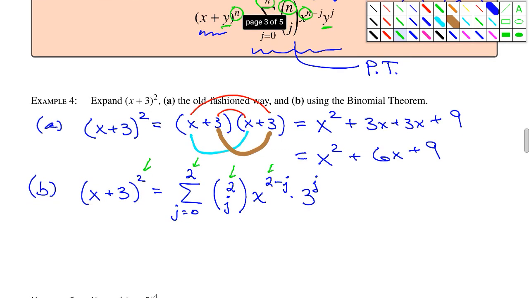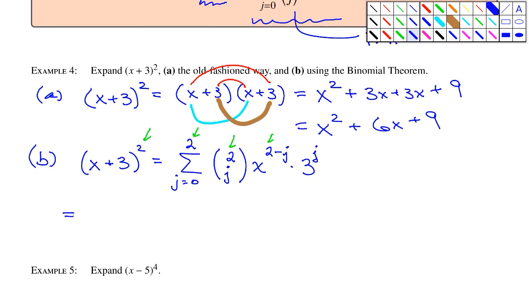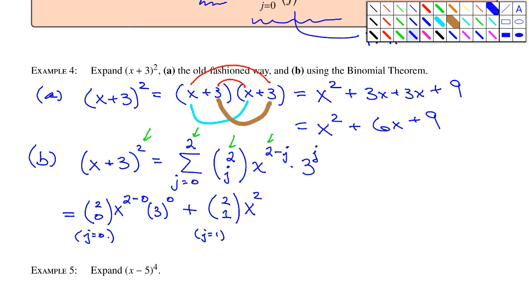Now let's go ahead and work this out. This sum would be 2 choose 0 times x to the 2 minus 0 times 3 to the 0 plus, and that was the j equals 0 term. Next I'm going to do the j equals 1 term, which would be 2 choose 1 times x to the 2 minus 1 times 3 to the 1 plus, now I'll do the j equals 2 term, 2 choose 2 times x to the 2 minus 2 times 3 squared.